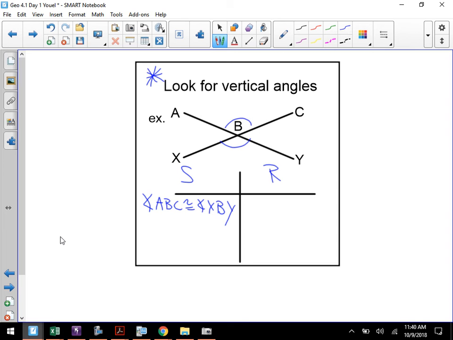This might not be given to you. In fact, it probably will never be given to you. Vertical angles won't be given. Vertical angles is always going to be a statement that you're going to be allowed to do.